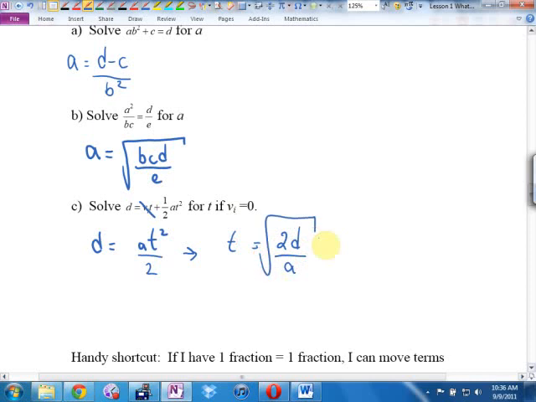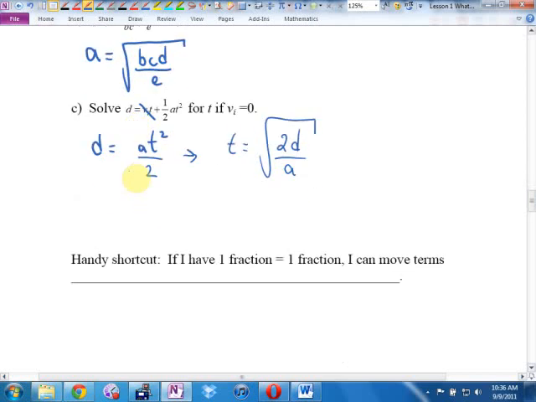Oh, by the way, technically in math, we would say this. Don't write this down. Technically in math, we would say it's actually plus or minus the square root. Remember last year, Math 11, you learned to square both sides, plus or minus. But because we're talking about time, time is positive. We're kind of sloppy that way. I should have, because this was generic, technically put a plus or minus right there. But in physics, we're a little sloppier because we know we're talking about positive terms. So the handy shortcut, if I have one fraction equals one fraction, I can move terms diagonally.